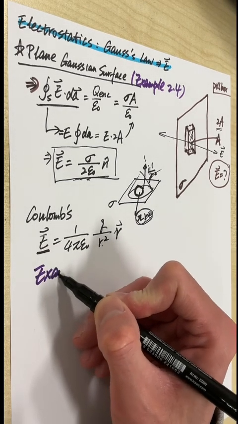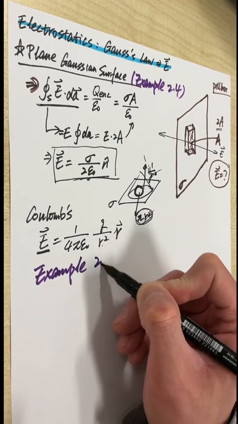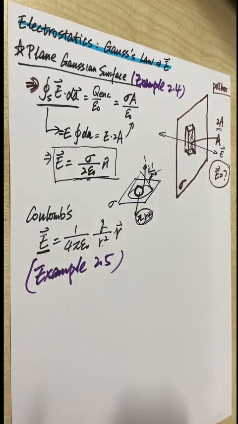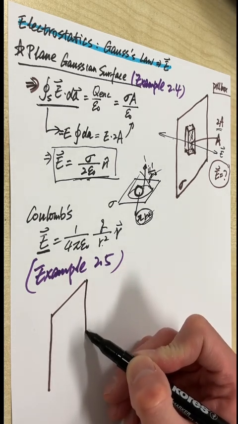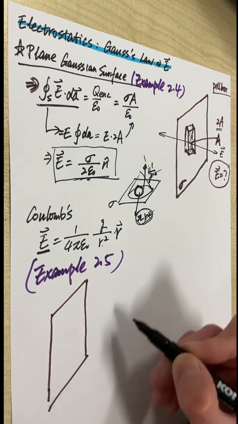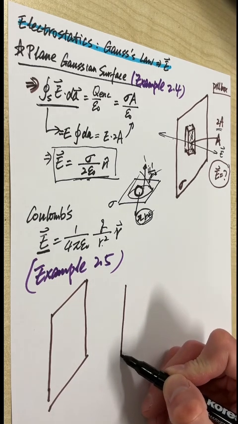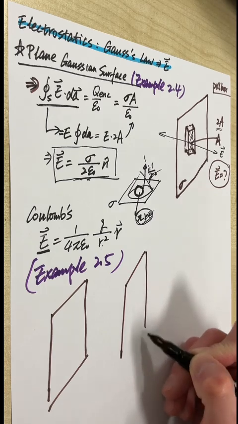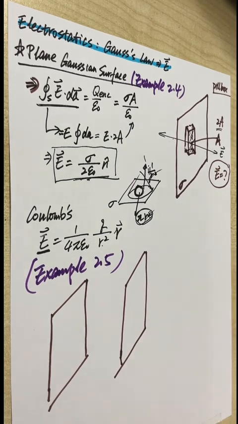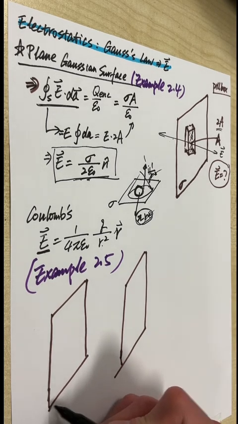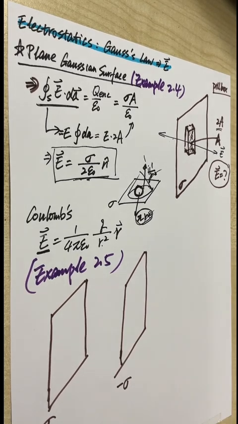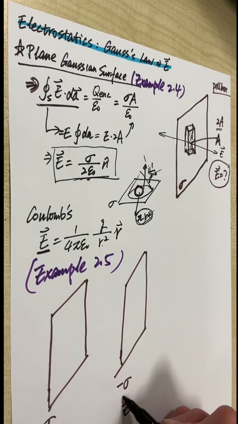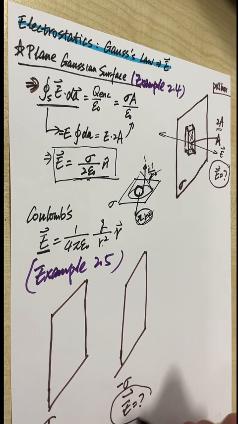So another further example, example 2.5, where you have two planes. Okay, you have two planes, and one is positive charged, another is negative charged. So what is the electrical field like?